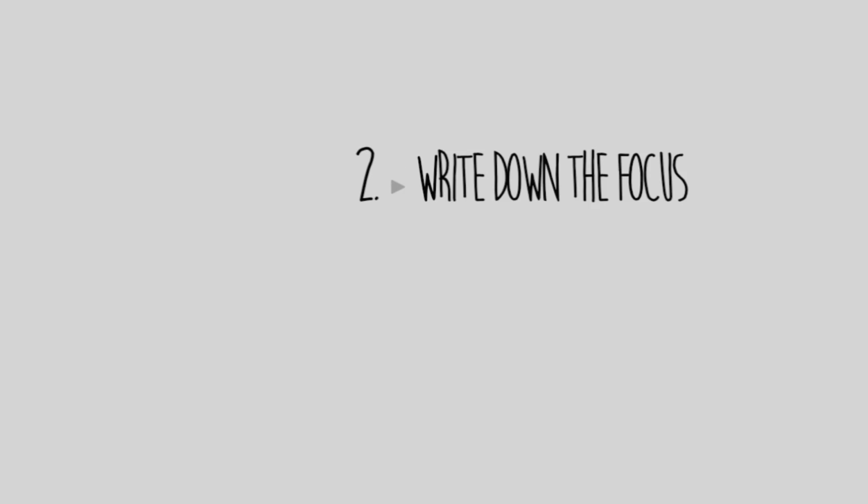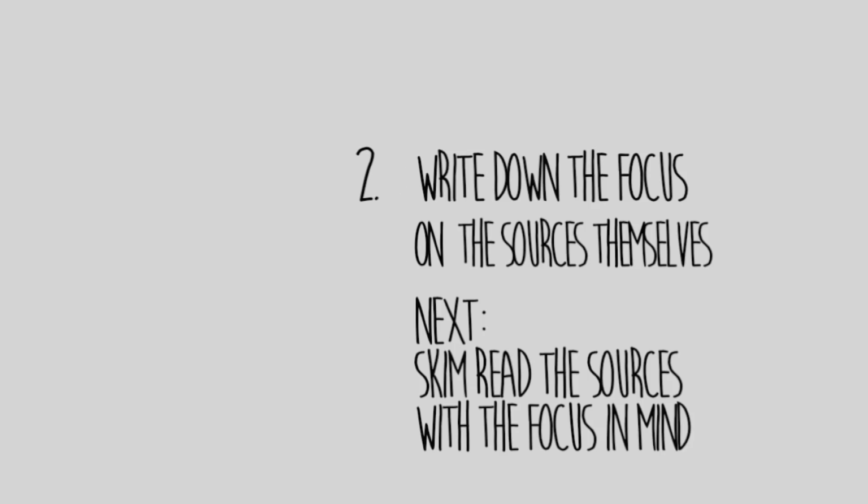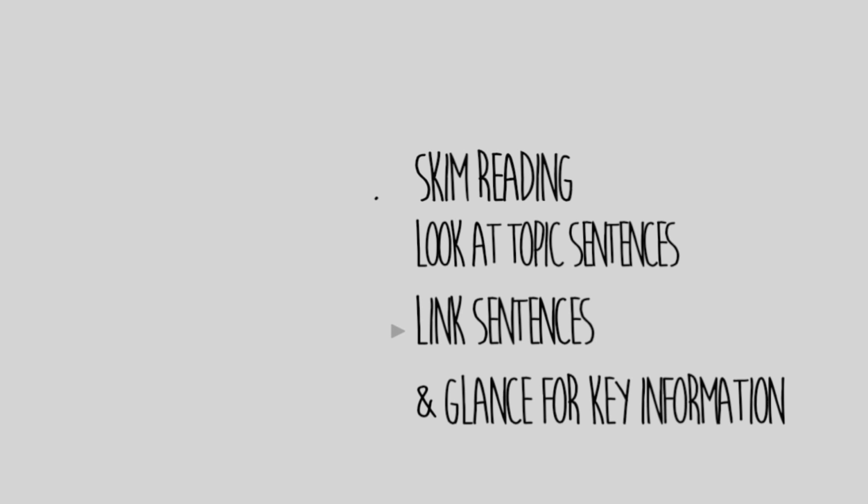Step 2. If it helps, write down the focus on the sources themselves. Next, skim read the sources with the focus in mind. Skim reading is another skill where you look at topic sentences, link sentences, and glance for key information. You can annotate, but you should move quickly. This is in order to give yourself a rough idea of the content of the articles.